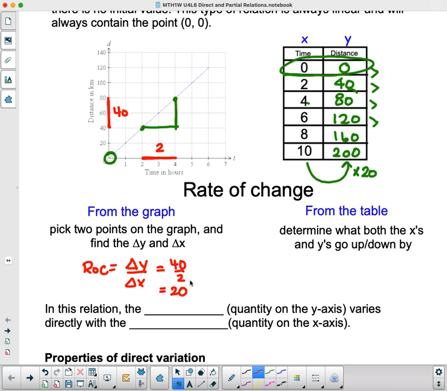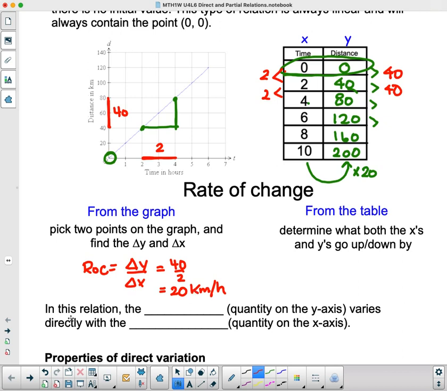And what rate do we have here? The top is measured in kilometers, and the bottom is measured in hours. So the rate of change has a rate of kilometers per hour. Now from the table, remember our rate of change is what our x's go up by and what our y's go up by. So this is 40, and this is 2, and it happens all the way along. So determine what both the x's and y's go up by, and then it's the same thing, rate of change.